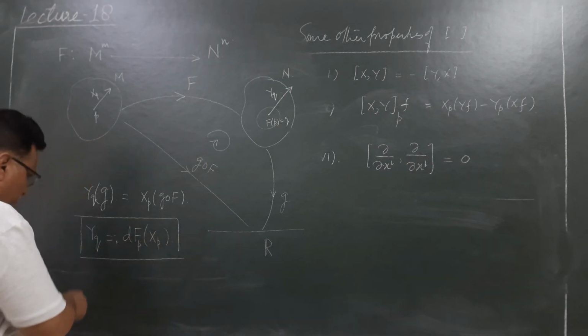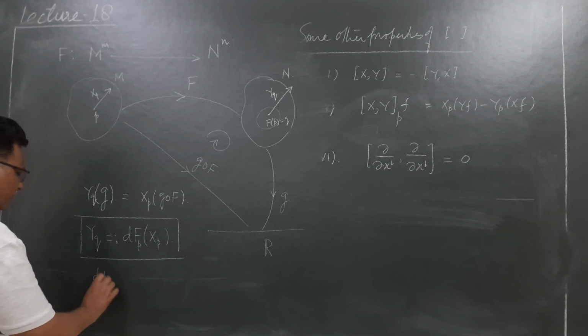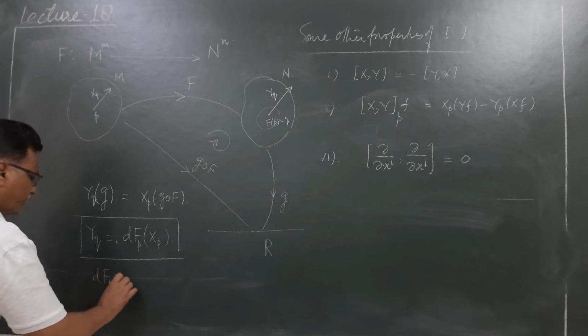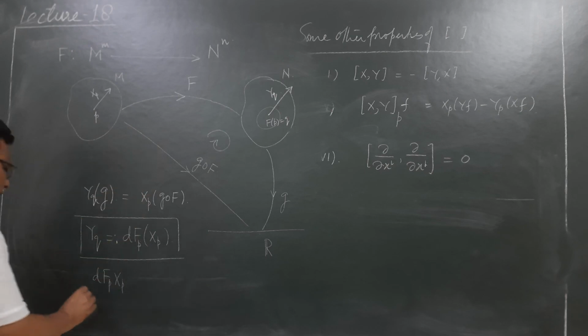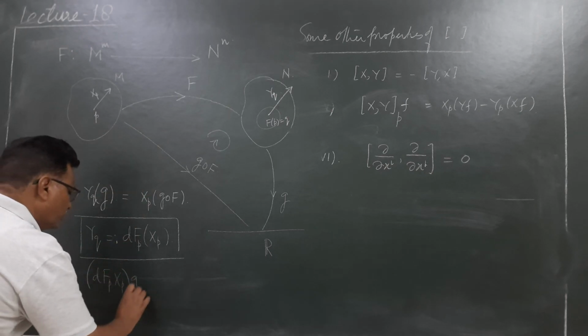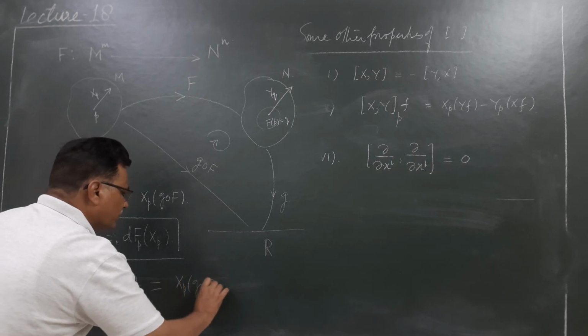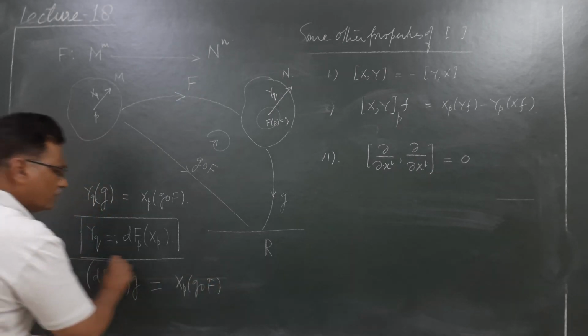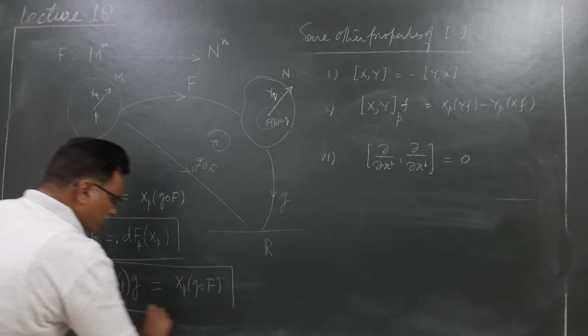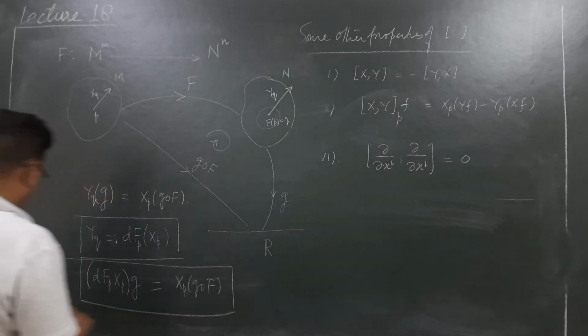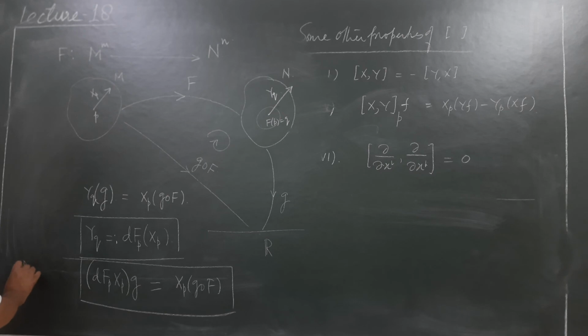सो इसको डेफिनेशन को मैं दोबारा से लिख लेता हूँ. How did I define dfp xp? dfp xp is a tangent vector at the point q which operating on g gives me xp operating on g composition f. Okay, so this is my definition. This is the definition of differential of f at p है ये, differential of f at p.